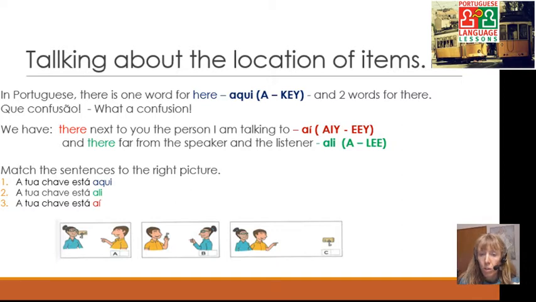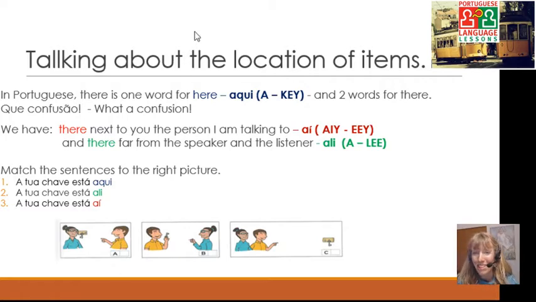Sentence 2. A tua chave está ali. Your key is over there, far from me and far from you. That's picture C. A tua chave está aí. Your key is there next to you. So that is picture A. Okay. How's that?